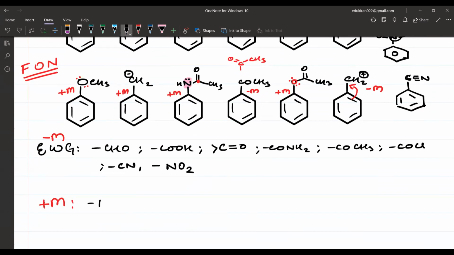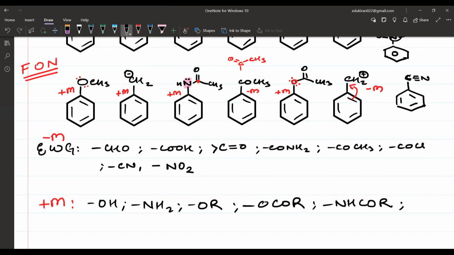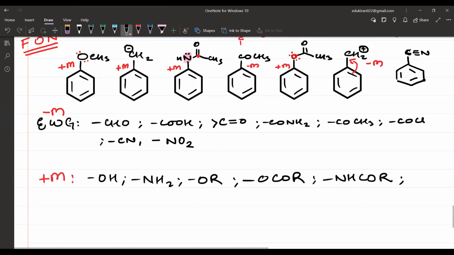In plus M you will have OH, NH2, OR, okay, any ether, and what else will come? OCOCH3, right? OCOCH3 or in general you can write OCOR, okay? You can have NHCOR. What else can we have? Now in this nitrogen you can have another case, if you have NHR, an alkyl group attached, or you have NR2, okay? So all of these have lone pair electrons, that is why these are going to be electron donating groups. Let's write this much.